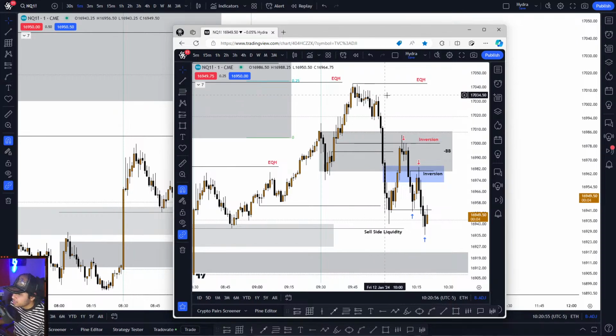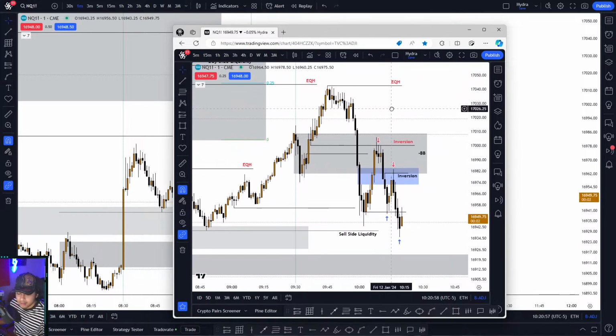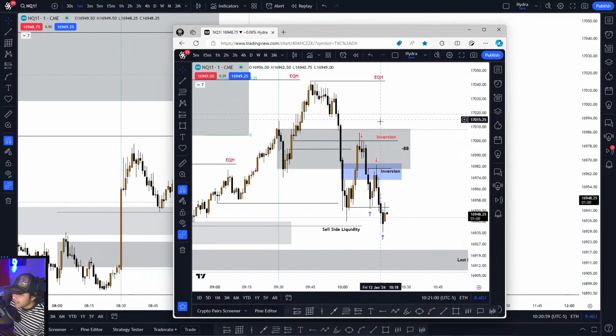Equal highs above. See, okay, this is what you get with skill. Price... okay, this is why I told you guys this is the last line of defense. Didn't you hear me saying this inversion is the last line of defense? Why did I tell you guys? Because if price is going above it, price is gonna clear out these equal highs from up here. Make sense?